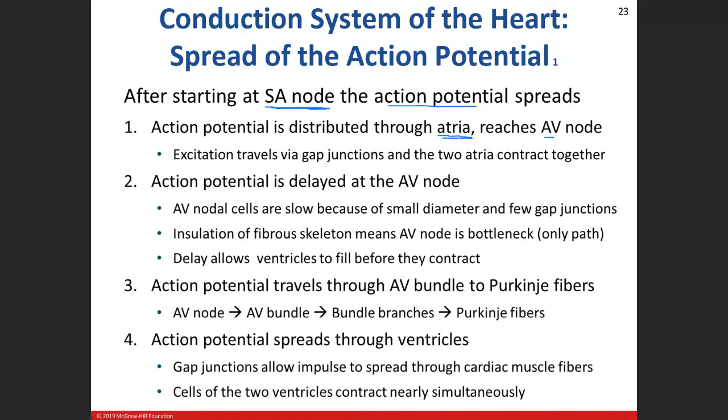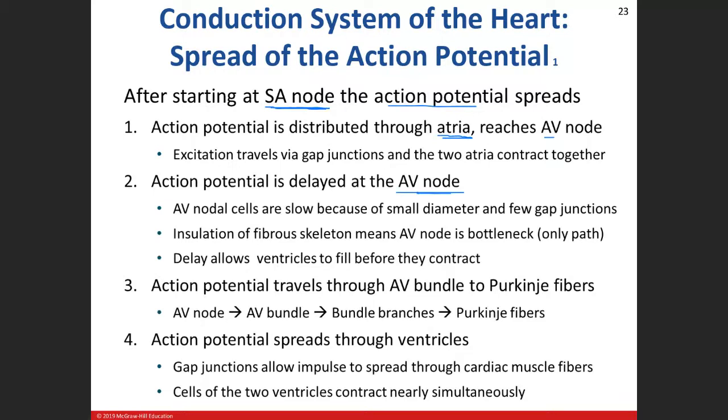This phenomenon happens so fast, and it's in part, again, due to those intercalated disks. Those gap junctions give the ions a way to flow across the sarcolemmas, so we can initiate and propagate action potentials across the cardiac muscle cells there. As it's doing that, eventually that action potential is going to hit the AV node here.